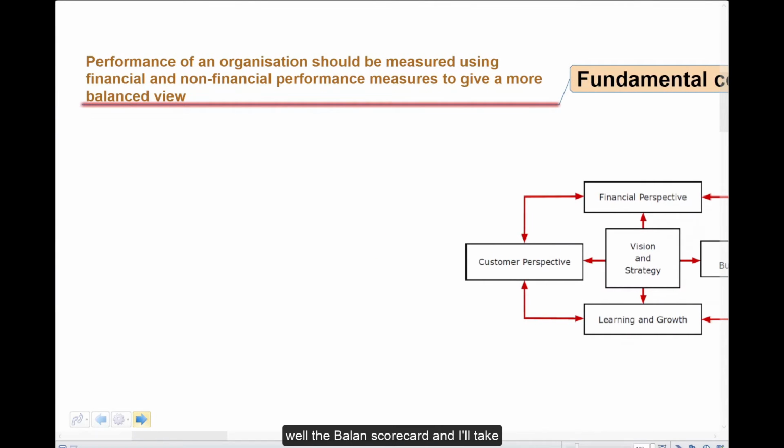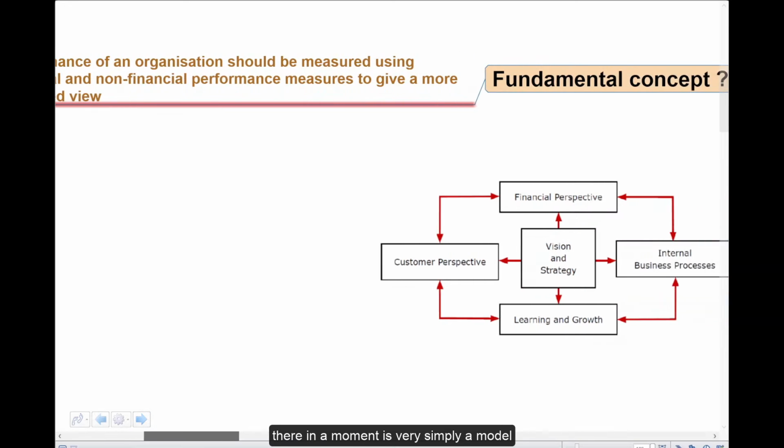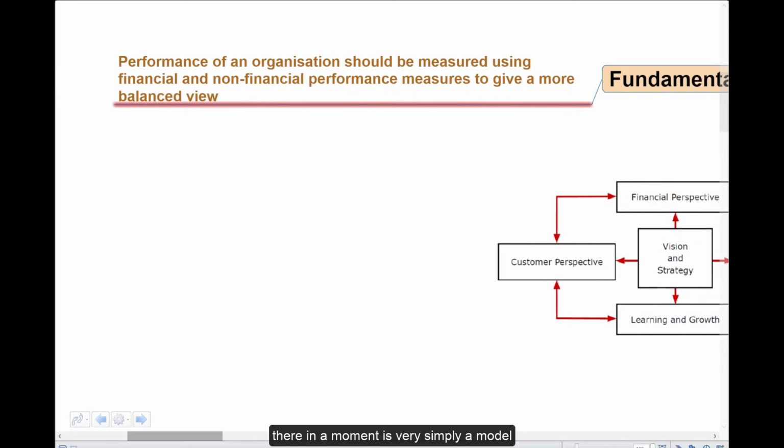Well, the balanced scorecard, and I'll take you through the model, the image just there in a moment, is very simply a model put forward by theorists called Kaplan and Norton. Now, what it says is that the performance of an organization should be measured using financial and non-financial performance measures to give a more balanced view. Now, before we go through the image, what's the background to this?